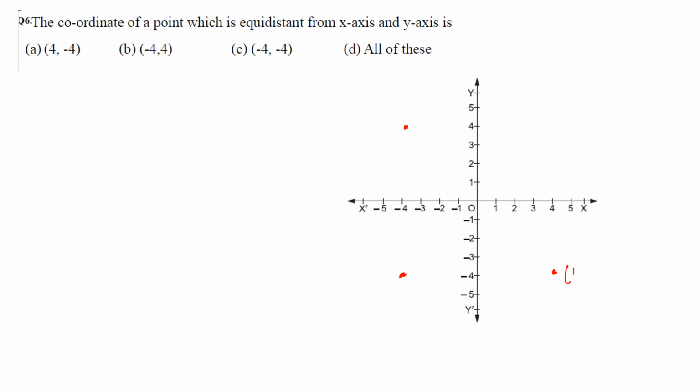So now first take this point whose coordinate is (4, -4). If you see the distance from the x-axis, this is 4 units. And from the y-axis, this is also 4 units. Right? Now the second one is (-4, 4). Again, with respect to the x-axis and y-axis, this is 4 units and this is also 4 units. What about here? Here also the distance is 4 and 4 from the x and y axes. So option D is the correct option, which says all of these are equidistant from the x and y axes.